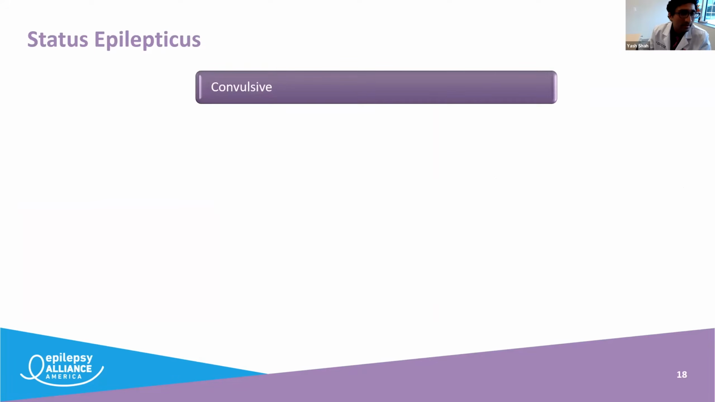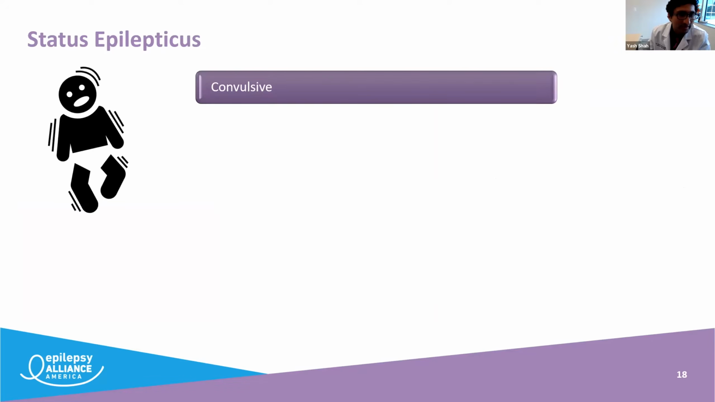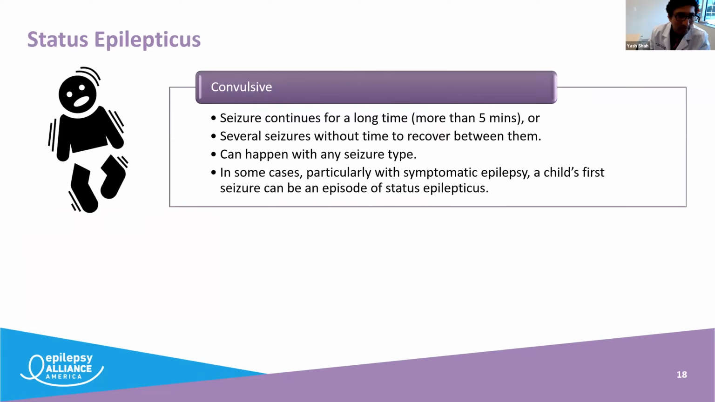So let's go to the next type of seizure where we require rescue medication, which is status epilepticus. Status epilepticus is divided into 2 types. One is the convulsive type. If the child has seizures for more than 5 minutes, we call it status epilepticus. It also includes several seizures without time to recover between them. If seizures come back to back without recovery, again, it's defined as convulsive status epilepticus. It can happen with any kind of seizure.